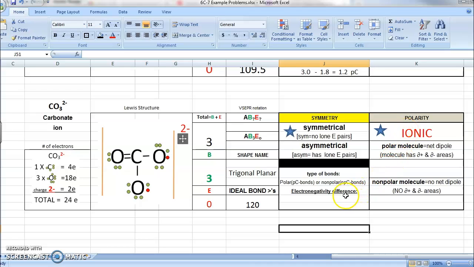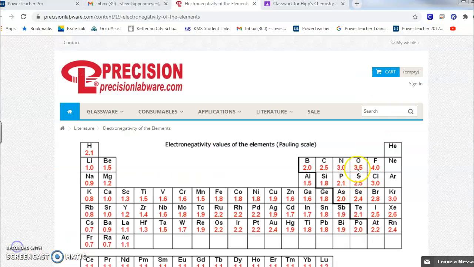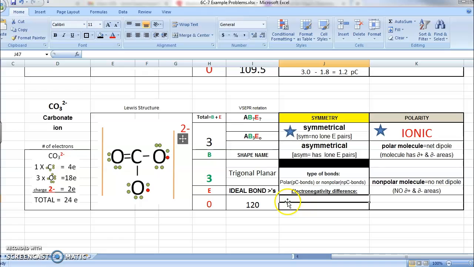Now, what would the type of bonds be? Well, we could look on the electronegativity table. The type of bonds here doesn't matter. First of all, it's symmetrical, so if there were polar bonds, they would cancel out. Secondly, it's ionic, so we don't care if the bonds are polar or not, but for the fun of it, let's go to the electronegativity table. Let's look them up. Oxygen's 3.5, carbon is 2.5. What does that mean? 3.5 minus 2.5 is 1.0.